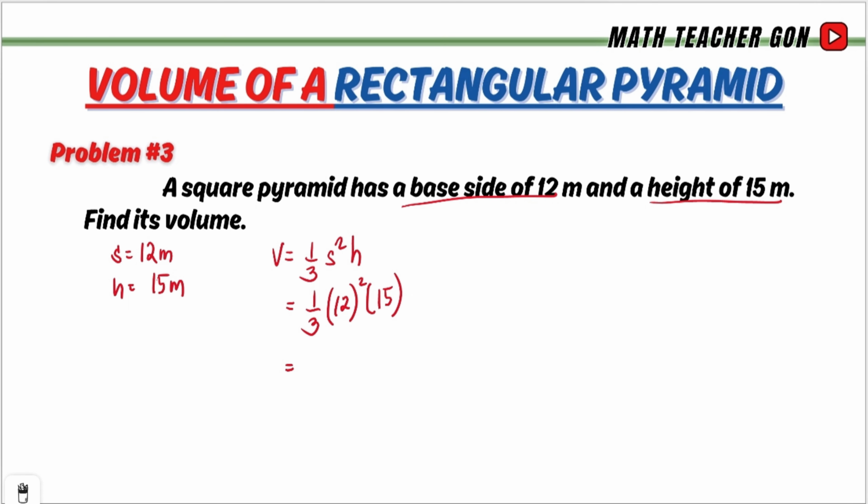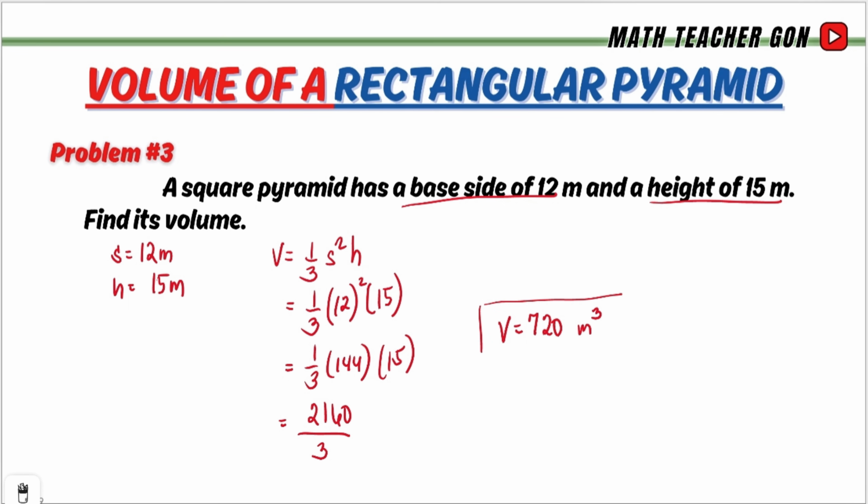1/3 of 12 times 12 is 144 times 15. So 144 times 15, that is 2,160 divided by 3. So our volume here is 720 cubic meters.